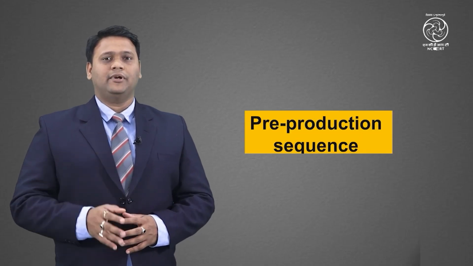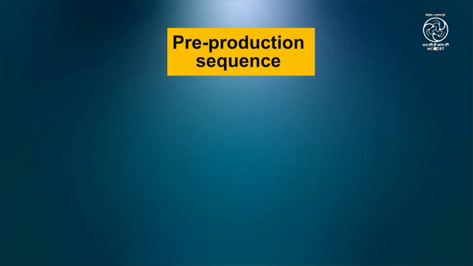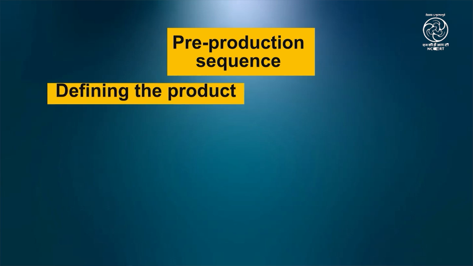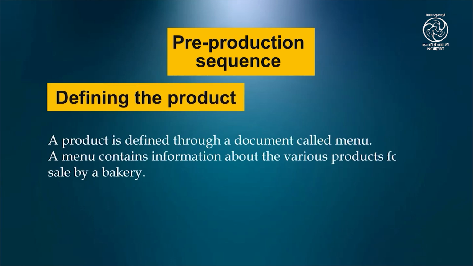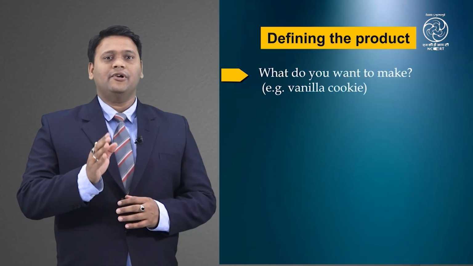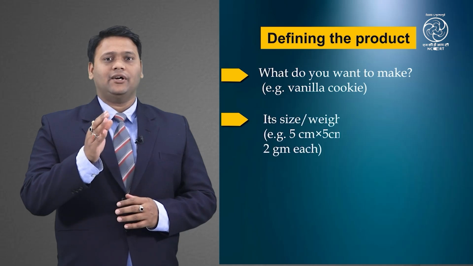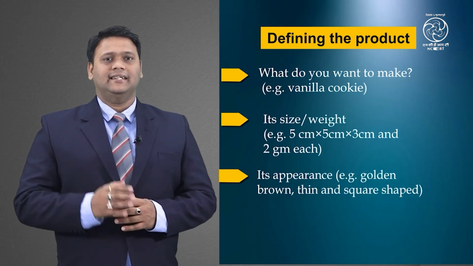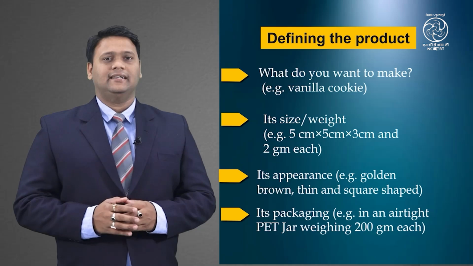First is the pre-production sequence, in which the first step is defining the product. A product is defined through a document called a menu. A menu contains information about the various products for sale by the bakery. Defining a product in a menu is based on the following parameters of the product. What do you want to make? Its size or weight, its appearance, its packaging.